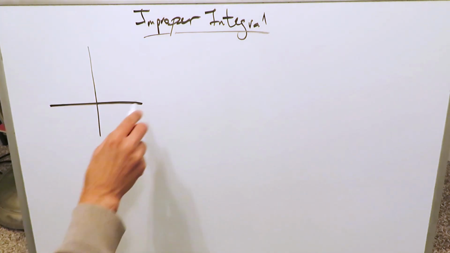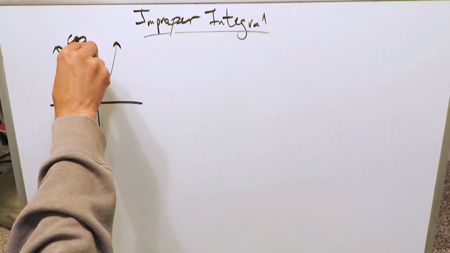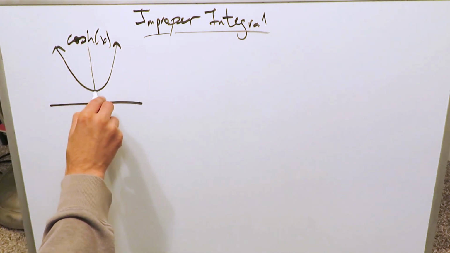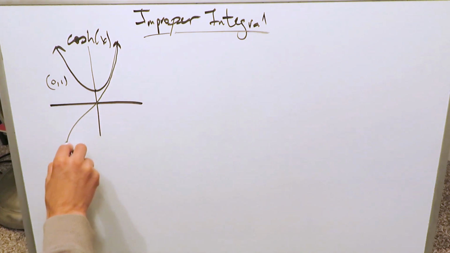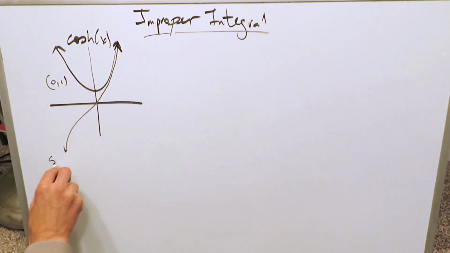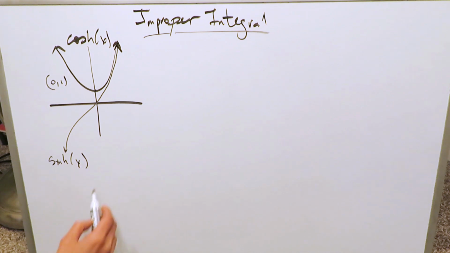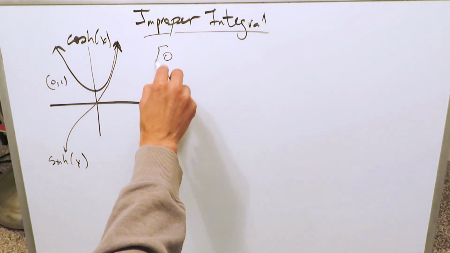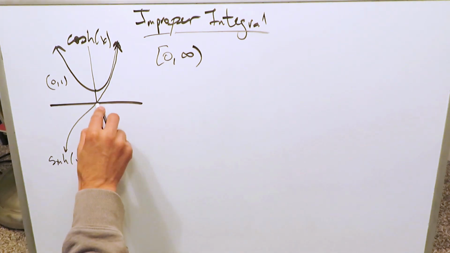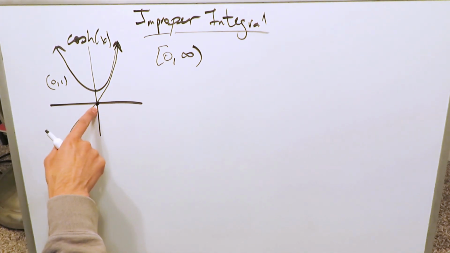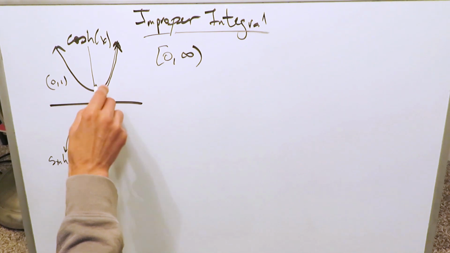Our setup is this hyperbolic cosine. It has an intercept here at (0, 1). Now what we do is we bring in a hyperbolic sine. The graph looks something like this. This right here is my sinh x. If I am saying let's evaluate the area between 0 and infinity, what does that include? 0 up to infinity. Here's the intercept for hyperbolic sine. Here's the intercept for hyperbolic cosine.